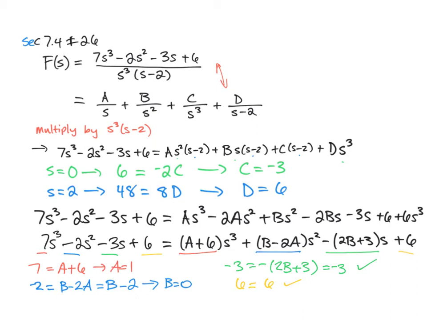So now that we have our A, B, C, and D, we can fill all those in up here. We can rewrite this as A is 1, B is 0, C is -3, and D equals 6. So we now have a better way to rewrite our function, big F of S. Let's do that on a clean slate.